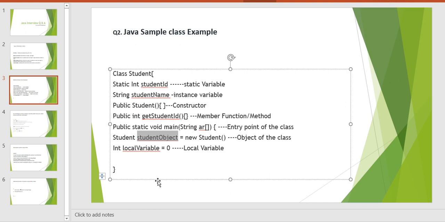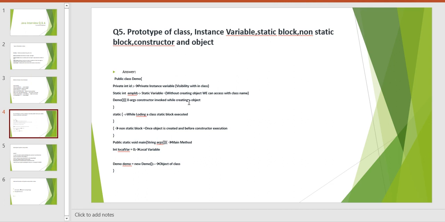Okay, so these are the things of a simple Java class. For a local variable, before using it, we first have to initialize it. But for an instance variable and a static variable, if you access them, you get the default value. Now we'll come to the prototype of the class: instance variable, static block, non-static block, constructor, and object.